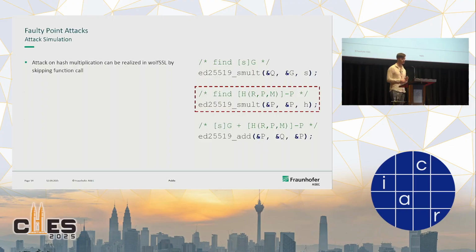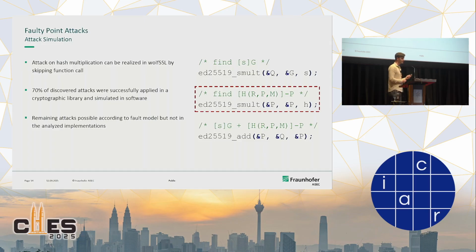For the attack I just showed you, I've got this example here in wolfSSL, where we have these function calls that perform these steps in the verification routine. This function call right here does exactly what I just showed, this h times P calculation, and it also stores the value in one of the input parameters. So this is the target, this is the source value. If we just skip that function call altogether, we will end up with the original public key point P in this variable P without it being multiplied by h. And this is exactly what you need to achieve the fault from the previous slide.